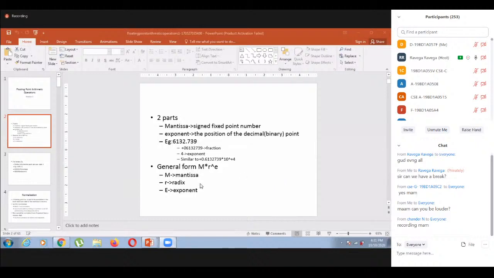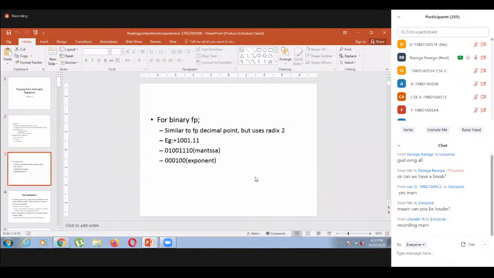Coming to the general form of the floating point number, m into r to the power of e. Here, r is the radix or base. The base value for binary numbers is 2, octal numbers is 8, decimal numbers is 10, and hexadecimal numbers is 16. These are the general format of floating point numbers. If the mantissa is a signed fixed point number and the exponent is a decimal point, these are the examples. The previous one was the example for the decimal number.